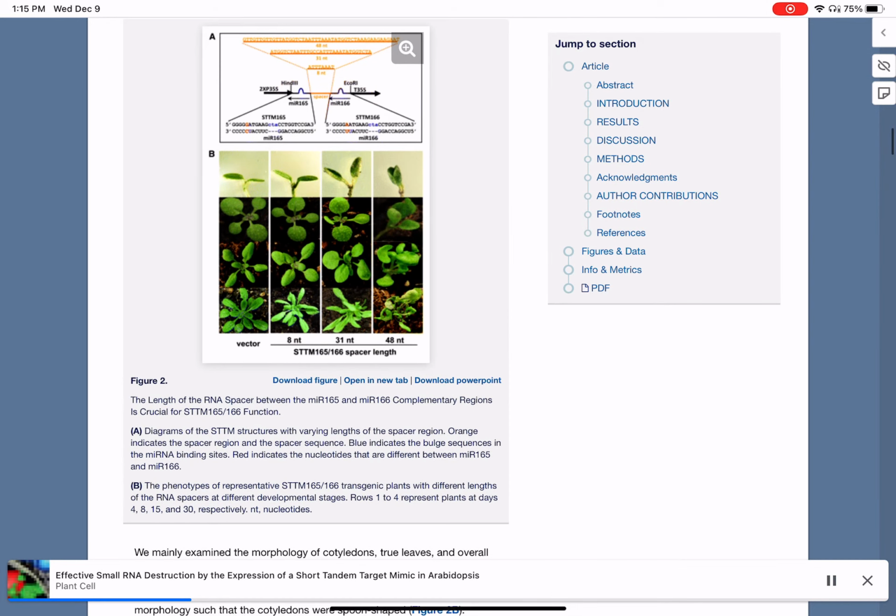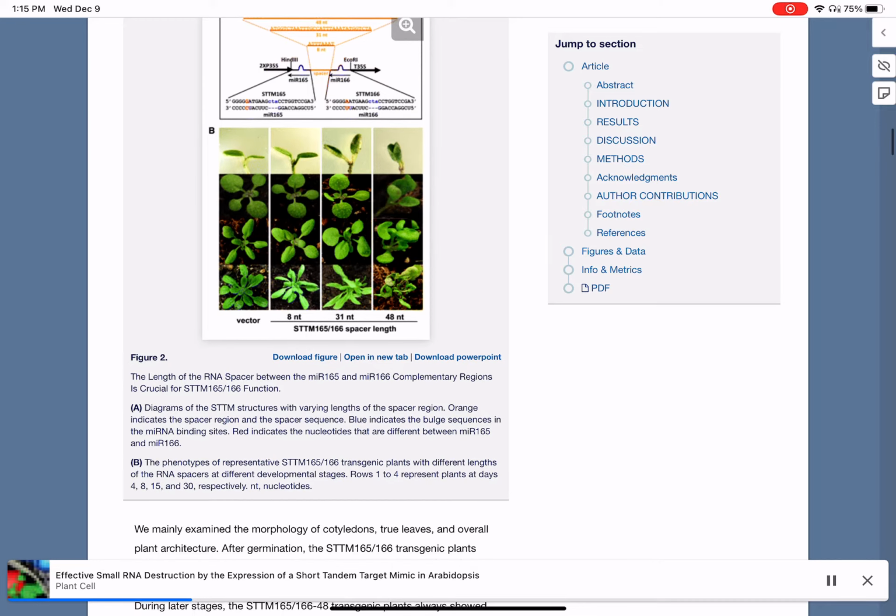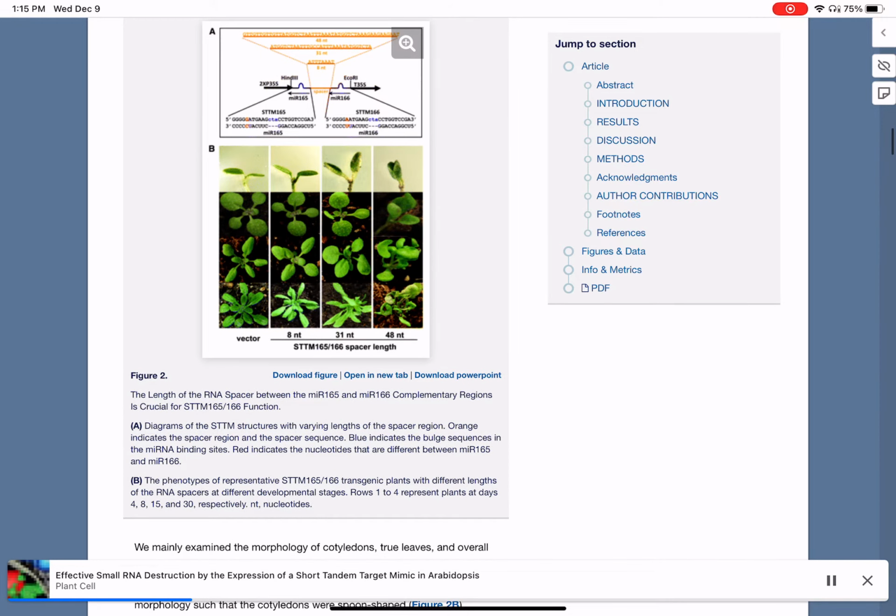The length of the RNA spacer between the MIR165 and MIR166 complementary regions is crucial for STTM165-166's function. A. Diagrams of the STTM structures with varying lengths of the spacer region. Orange indicates the spacer region and the spacer sequence. Blue indicates the bulge sequences in the miRNA binding sites. Red indicates the nucleotides that are different between MIR165 and MIR166.